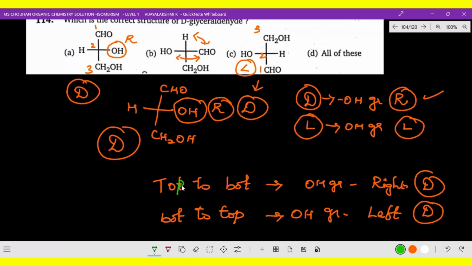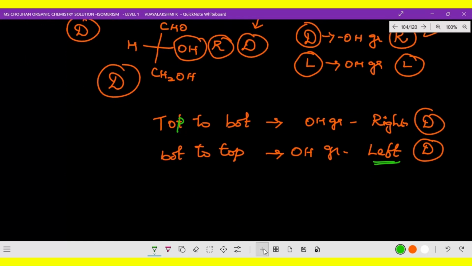According to that, you will go. Top to bottom, the OH group is on the right hand side. That is D-glyceraldehyde. Suppose it is CHO at the bottom, the higher priority; wherever it is, we have to start. Otherwise, we have to convert this one, which will take more time. So from here, 1, 2, 3. Now bottom to top, OH is on the left hand side. That is also D-glyceraldehyde.